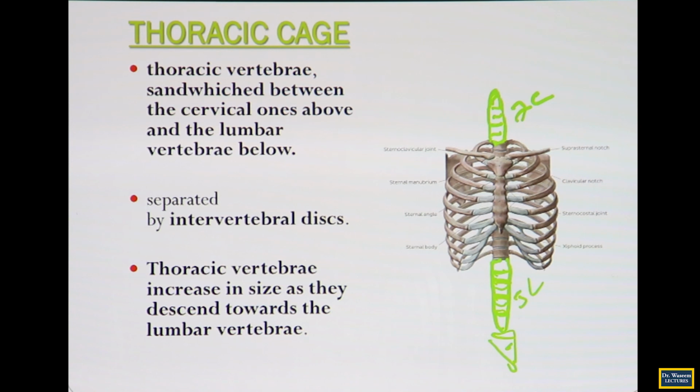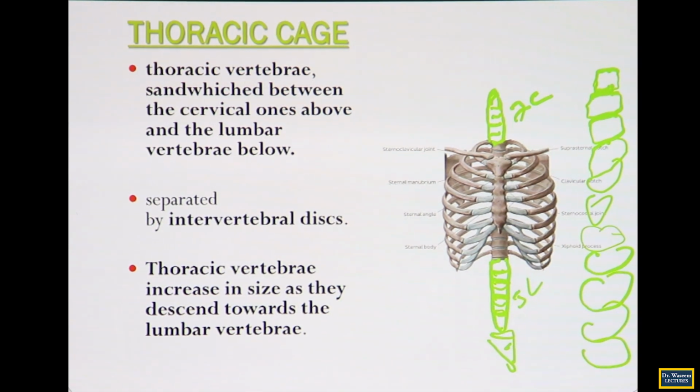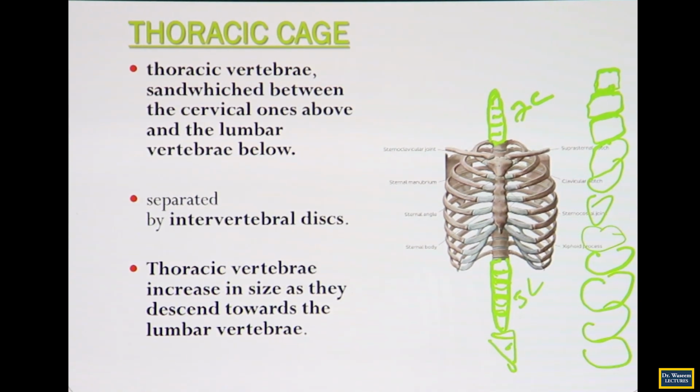If you look at the size of the thoracic vertebrae from above downward, it is increasing. Each is larger than the previous one, and likewise the lumbar vertebrae are progressively increasing in size, because the weight above each of them is greater than that above the previous one.